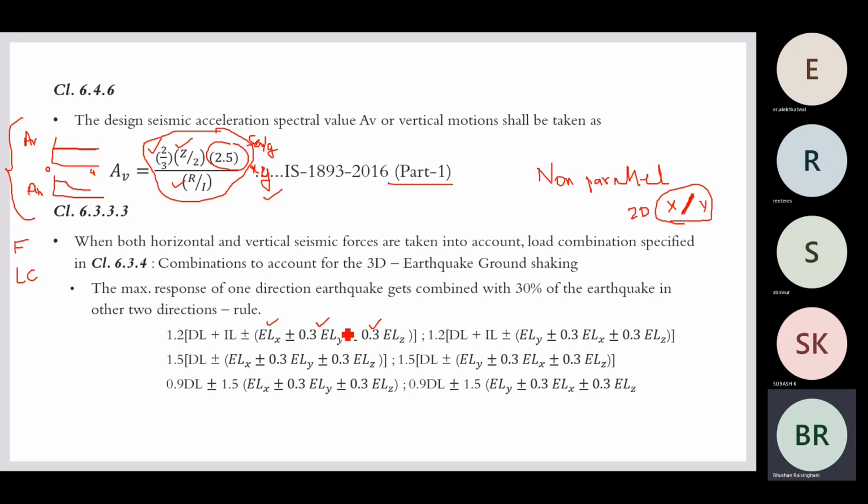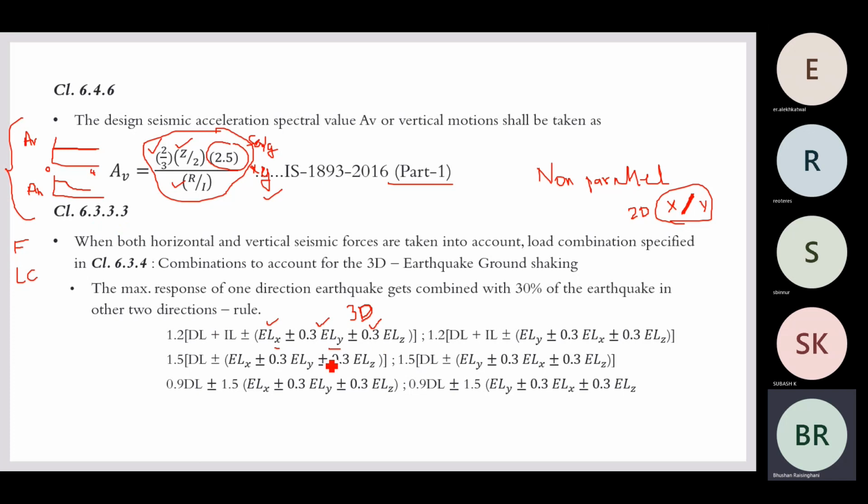Okay. So this is the load combination because we are always talking about plan direction, X direction and Y direction. Earthquake is always in X and Y. For vertical, we are adding the component of 0.3 of Z. Clear? So this is the 3D earthquake condition, three directional earthquake. So this load combination has been mentioned in clause 6.3.3 of the IS code.